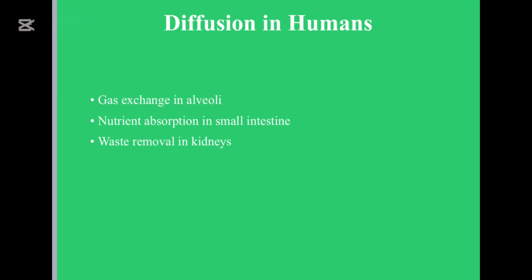Also, another part is the small intestine. Yes, food that is being absorbed in the small intestine is also by the process of diffusion. Also, waste removal in the kidney, also by process of what? Diffusion. Now, you should take note of these important points, because you'll be asked in an exam what type of transport occurs in the small intestine.